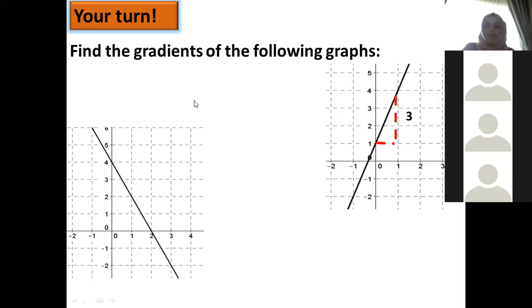So it is 3 up and 1 across. So it's going to be 3 divided by 1, and it's 3. Positive 3. That's 3. Thank you, Selena. Excellent. The gradient is 3 over 1, and that would be 3.